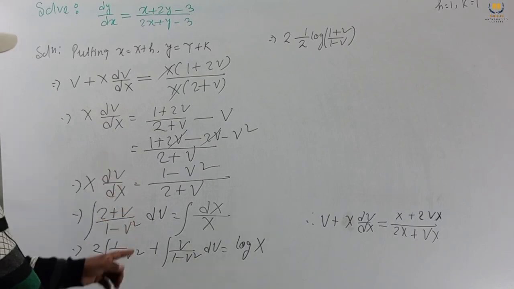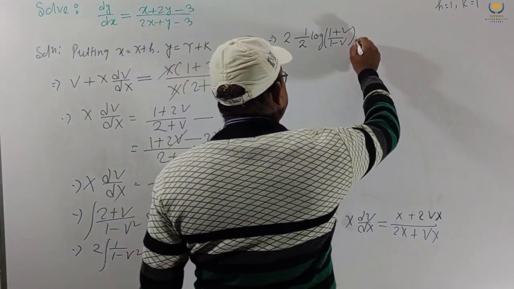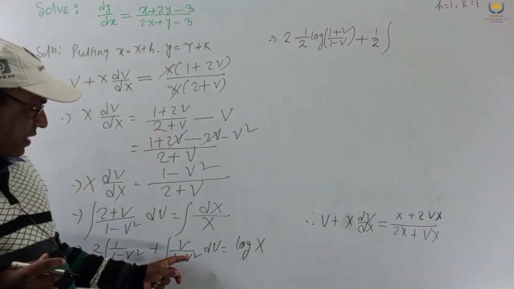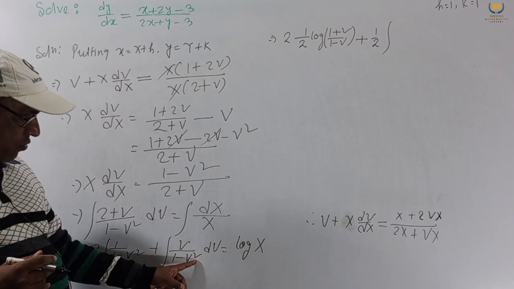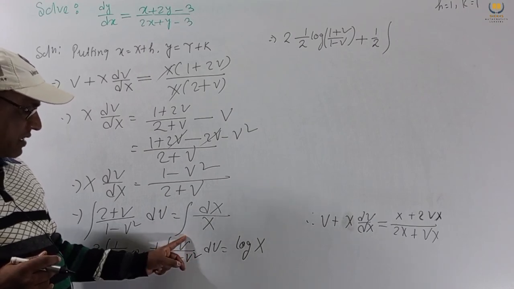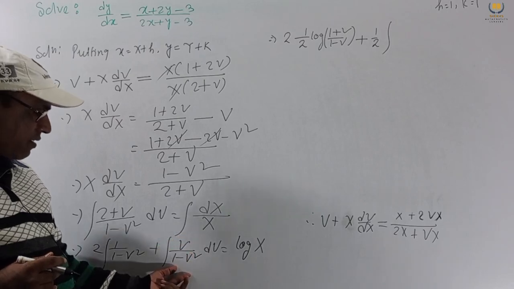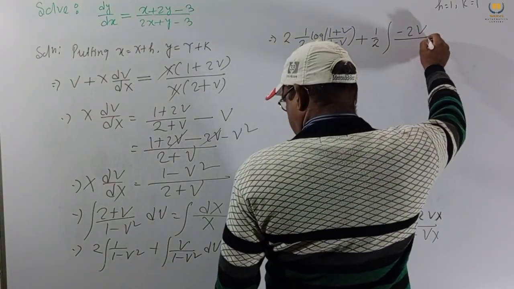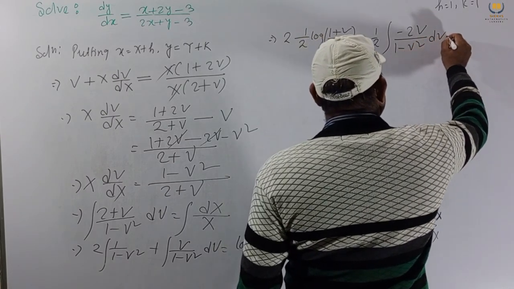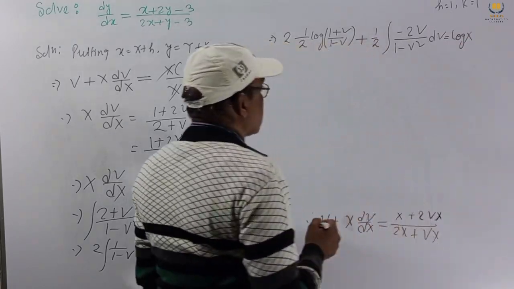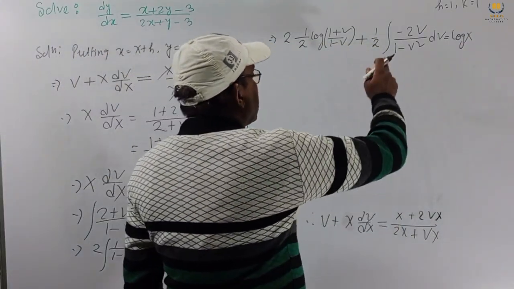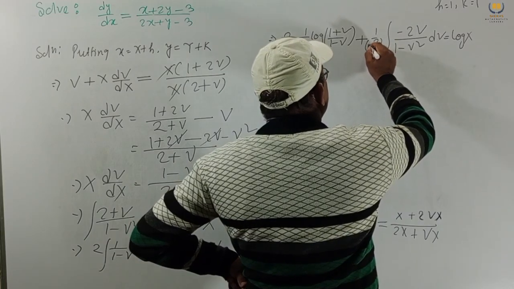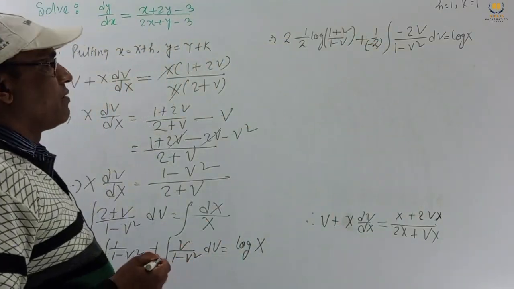So 2 times 1 by 1 minus V square means 2 times 1 by 2 log of this. For the other term, the power of the denominator is 2 and the power of the numerator is 1, so the difference is 1. If the power difference is 1, then we differentiate the denominator and put the result in the numerator. Differentiating the denominator, we get minus twice V by 1 minus V square dV, and this equals log of capital X. Actually here it is plus V, but we get minus 2, so taking minus 1 by 2 outside, it will be the same.